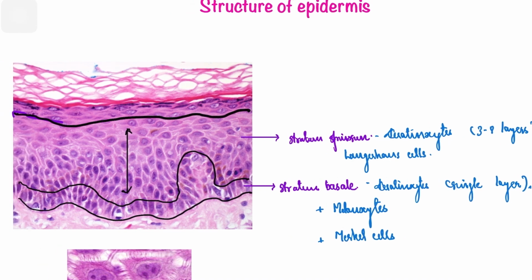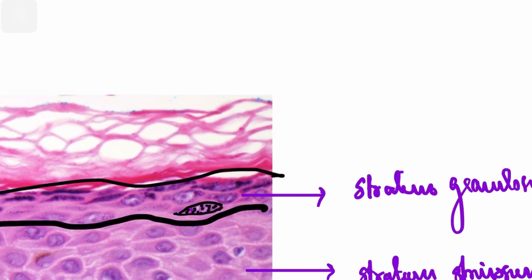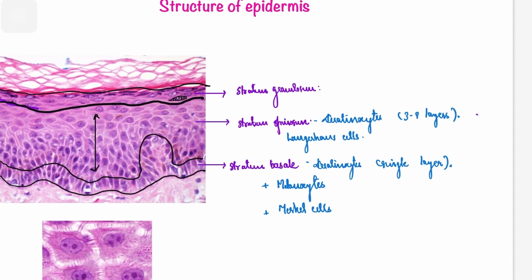Immediately above the stratum spinosum, you see the layer which contains granules. It's called stratum granulosum. You can see this is the cell, and within the cell you see certain granules. That's what's called stratum granulosum.